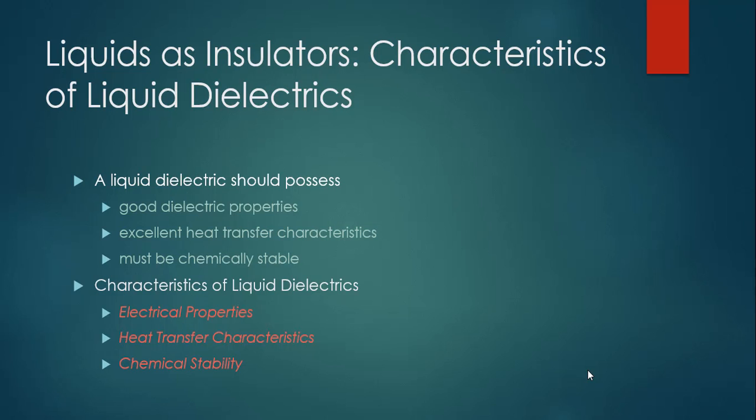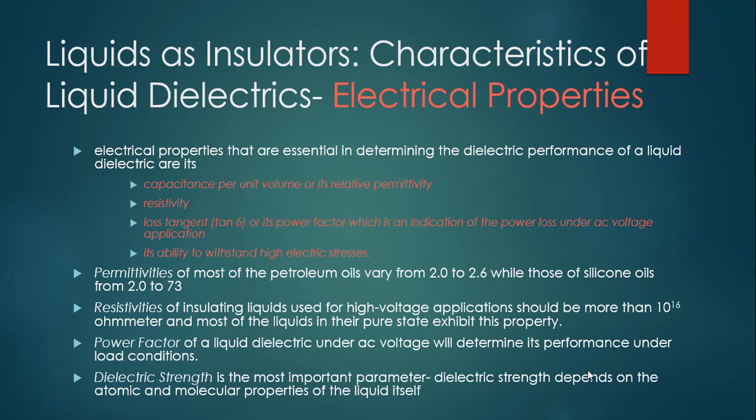So we'll be talking about three different properties: the electrical properties, the heat transfer characteristics, and the chemical stability. Okay. The first property is the electrical property. The electrical properties that are essential in determining the dielectric performance of liquid dielectrics are its capacitance per unit volume or its relative permittivity, its resistivity, loss tangent, that is tan delta, or its power factor, which is an indication of power loss under AC voltage application, and its ability to withstand high electric stresses.